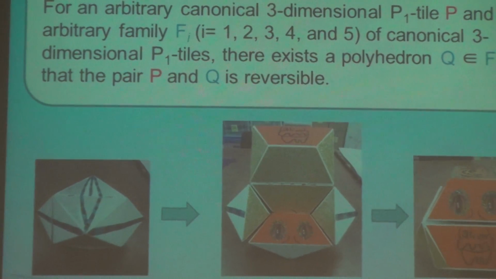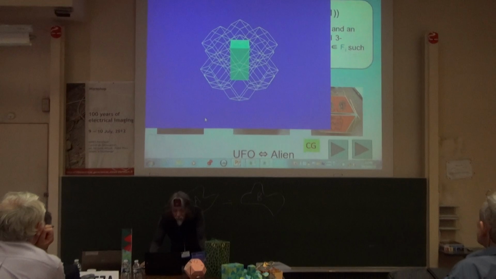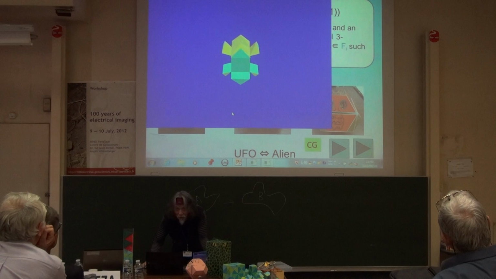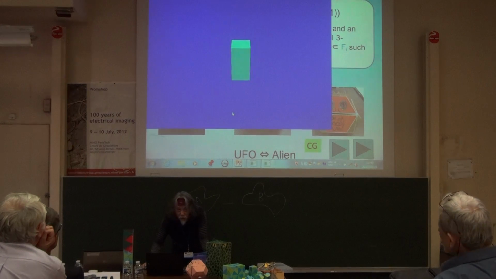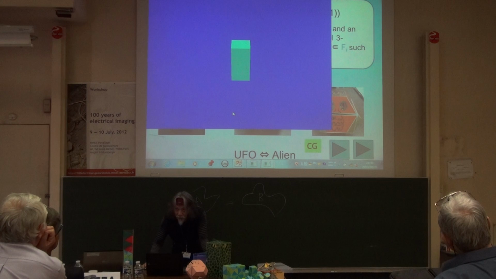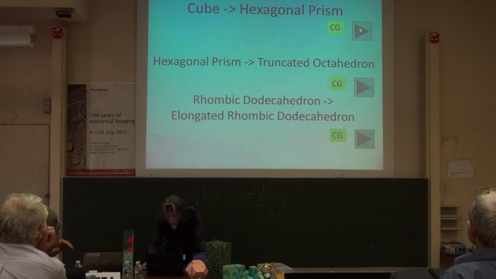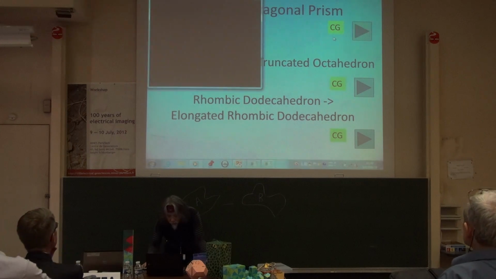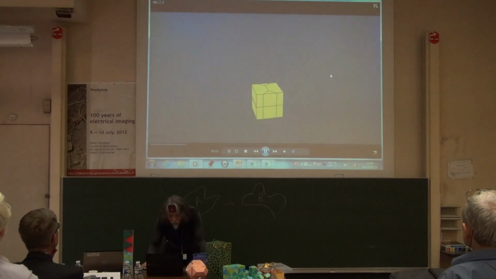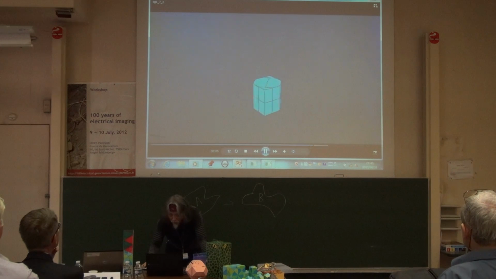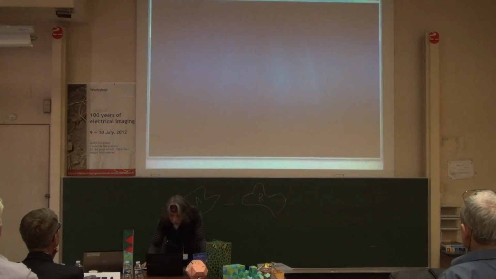So next one. This is a rhombic dodecahedron and a cuboid, like this. So superimposition will tell us how to dissect a polyhedron to make it reversible. Okay, and here are many examples. Cube to hexagonal cylinder and so on. But let me pass this.